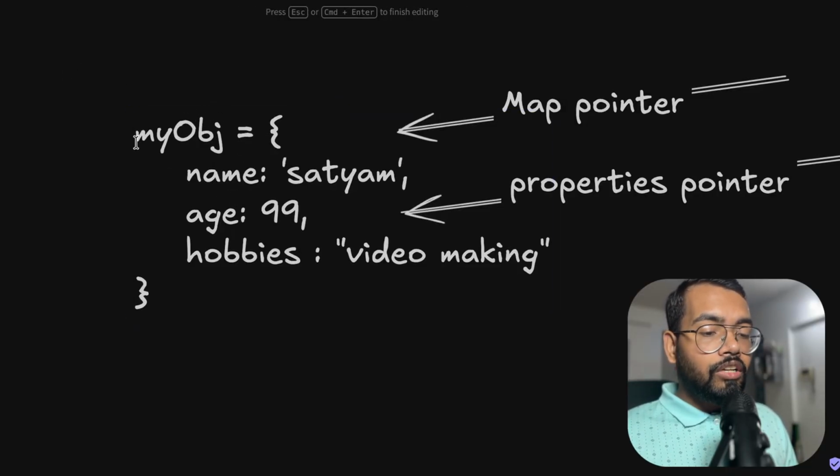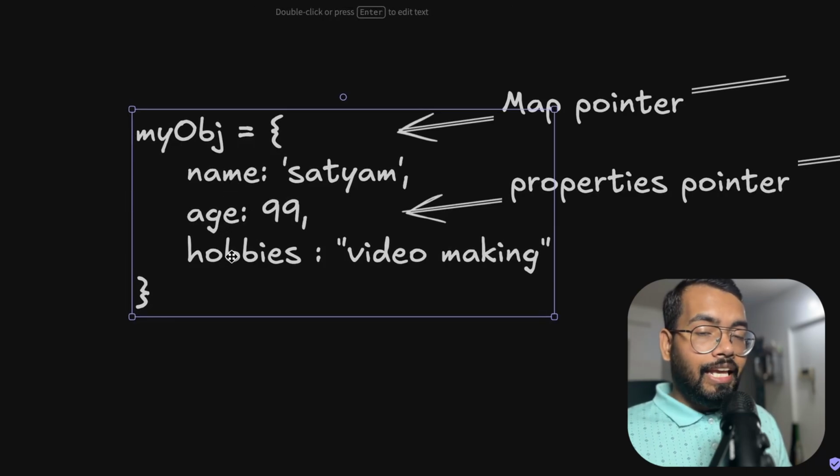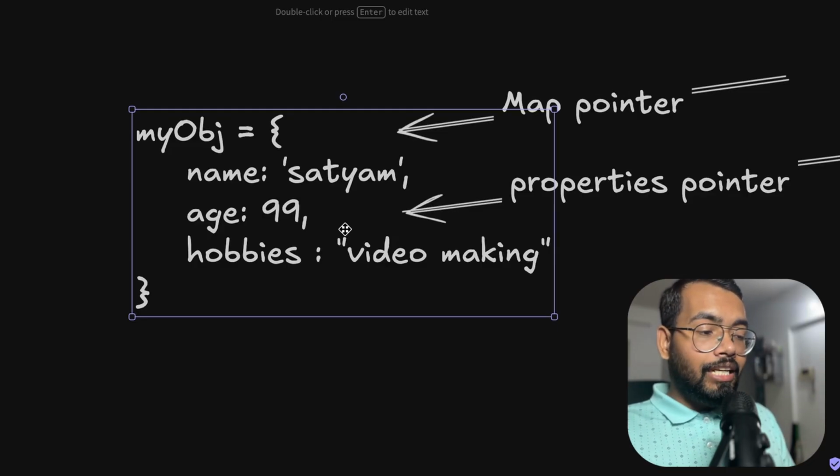Note, if you are creating an object just like this, you just give name, age and hobbies in the object itself, and you just created it, there will be no properties pointer, or if it is there, it will simply point to null. But as soon as you start adding more and more properties or removing properties, then this properties pointer will come into the picture. It will keep track of what is happening to the object. So that is why we need a properties pointer.